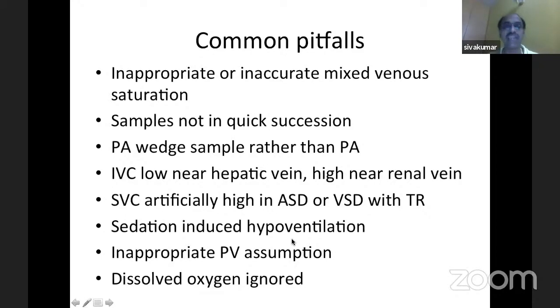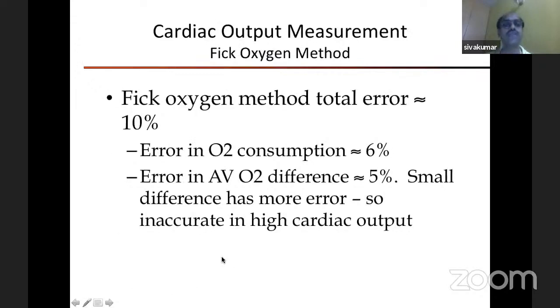Sedation-induced hypoventilation can induce errors. Inappropriate pulmonary vein assumptions can induce errors. And dissolved oxygen is often ignored in many patients, and that will be important whenever a patient is on oxygen. So the error in oxygen consumption is somewhere around 6%, and the error in arteriovenous oxygen difference is somewhere around 5%. So there will be some amount of error in the Fick oxygen method to a tune of about 10%, but by and large it is reasonably accurate.